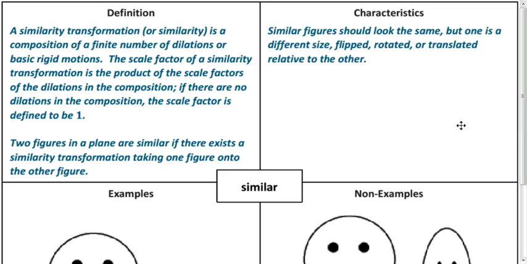So in this class, similar figures look the same. It's like the same shape, but they could be different sizes, or they could be transformed according to the basic rigid motions. So specifically, a similarity transformation is what we get if we take basic rigid motions, but we add in the possibility of a dilation. And so when you do that, you can calculate the scale factor by multiplying all of the scale factors in the dilations. When there are no dilations, then everything's the same size, so the scale factor will be 1.